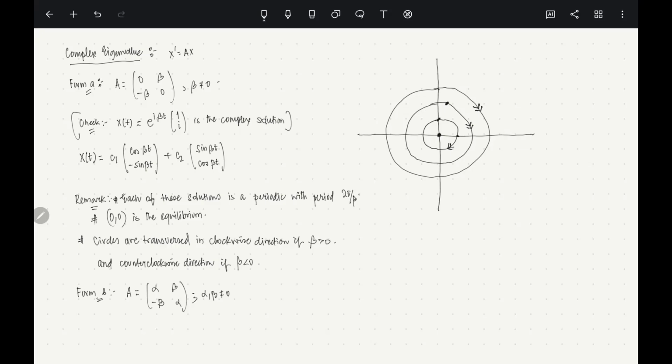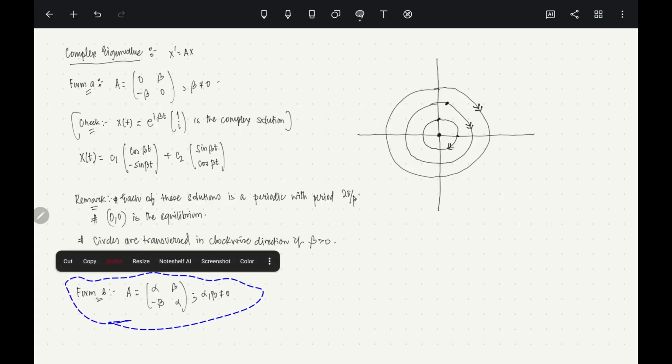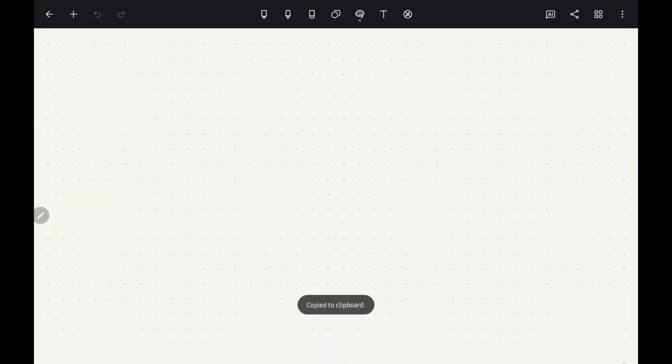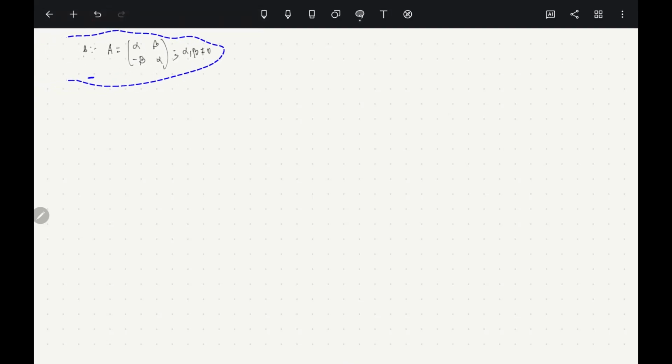Now we want to draw the curve. So maybe I can do it in the next page. It will be better for me. Let's do that. Okay, so case B. So what we have is this. In this case again, what is the general solution? Again, I am not solving it here. I am just writing the general solution. That will look like this.